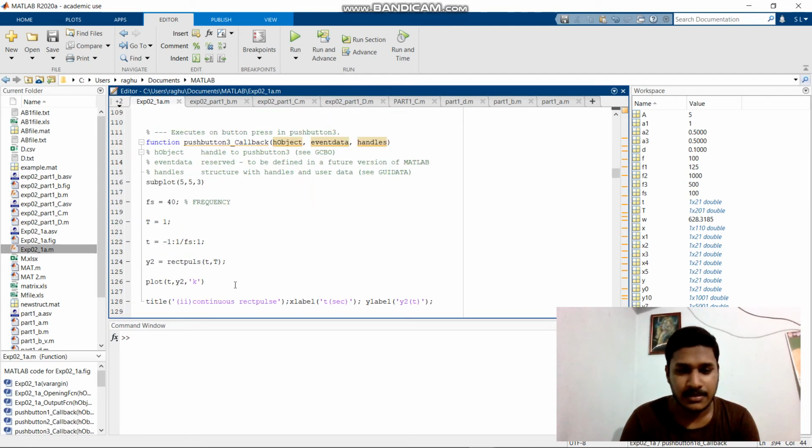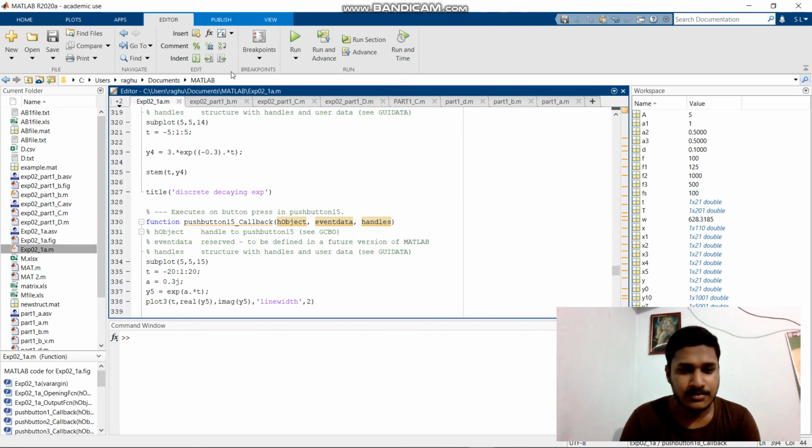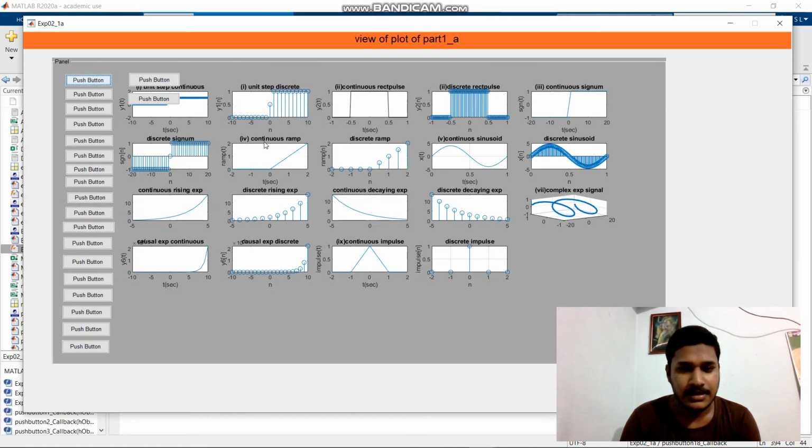If you run this program, you can see I have obtained the graphs of part 1 by using push buttons. Every push button corresponds to a graph, and this is the GUI interface. This is the new blank document. I named the blank document view of plot of part 1A, experiment 2 1A.